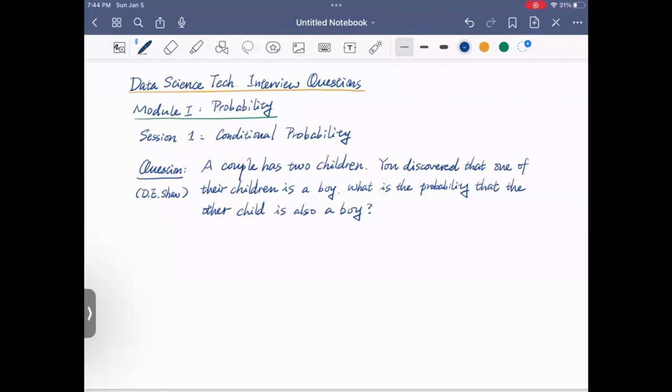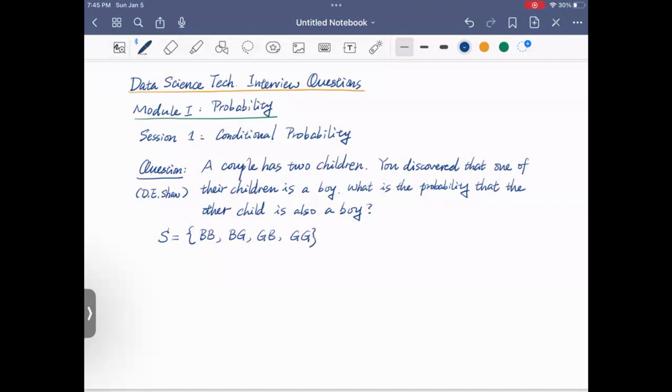At first glance, you might think it should be 1/2 because the sex of children is independent. So knowing the sex of one child should not have any influence on the sex distribution of another child. However, let's see what it should be if we follow the conditional probability formula. Let's first define a sample space. There are two children, so four possibilities: boy boy, boy girl, girl boy, and girl girl.